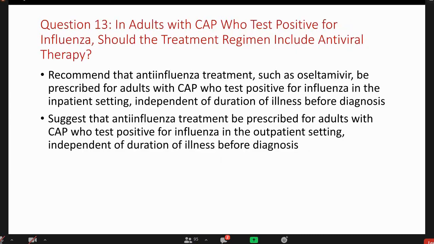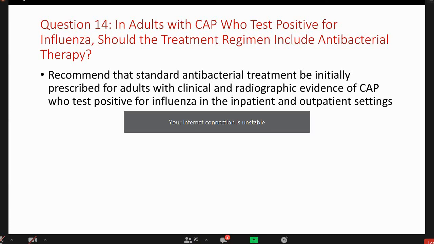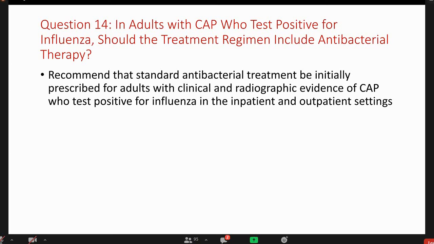In adults with CAP who test positive for influenza, should the treatment regime include antiviral therapy? We recommend, if this has been positive for treatment such as oseltamivir, we prescribe for them. All right. In adults with CAP who test positive for influenza, should the treatment regime include antibacterial therapy? We recommend that standard antibacterial treatment be initially prescribed for adults with clinical and radiographic evidence of CAP who tested positive for influenza in inpatient and outpatient settings both.